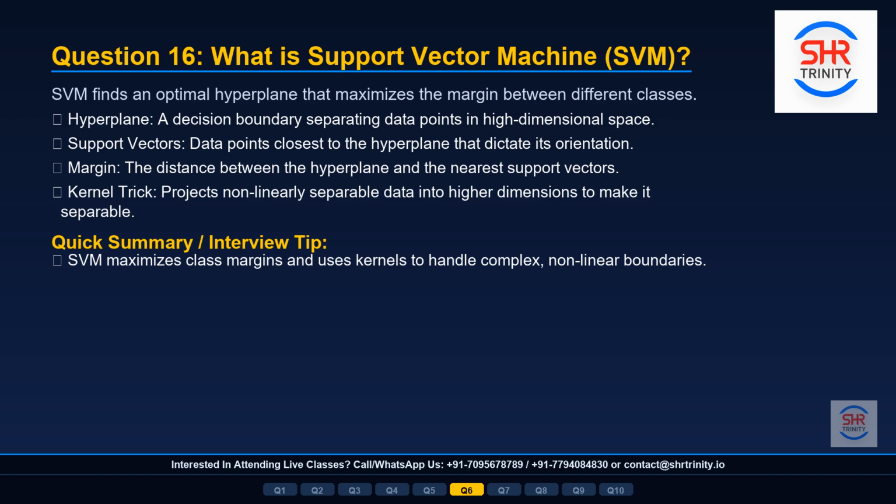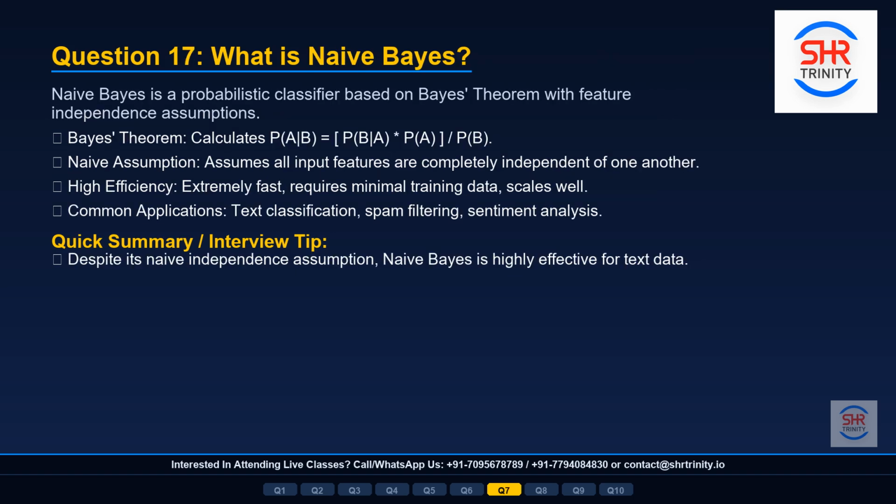Question 17. What is naive Bayes? Naive Bayes is a collection of classification algorithms based on Bayes' theorem, which calculates the conditional probability of a class given the input features. The algorithm is called naive because it makes a strong, often unrealistic assumption. It assumes that all input features are completely independent of one another given the class label. For example, in a text classifier, it assumes that the presence of one word in an email does not affect the probability of another word appearing.